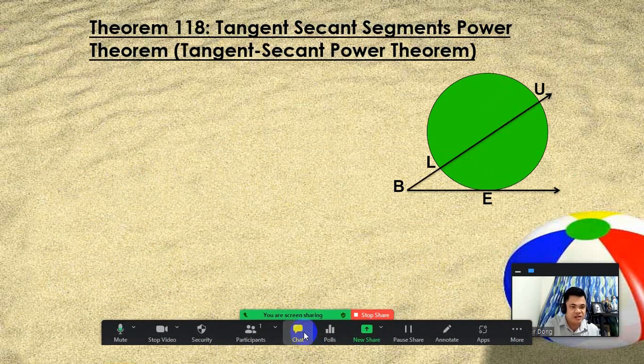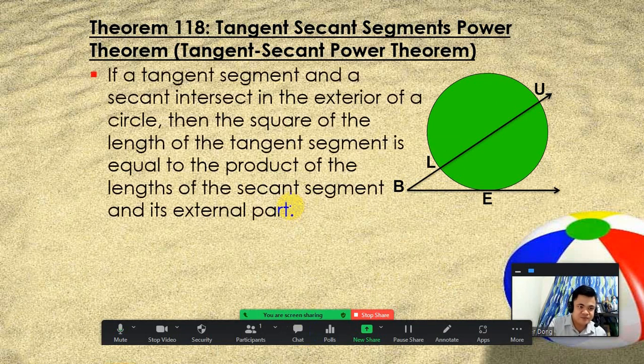Theorem 118, the tangent-secant segments power theorem. So in the first theorem, 116, it's chord, and then in 117, it's secant. This time, it's a combination of tangent and secant. And the intersection is still outside the circle. But the thing is, we have tangent and secant. So it's actually quite similar to Theorem 117, but let's see what's the difference.